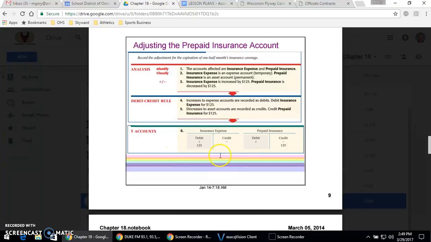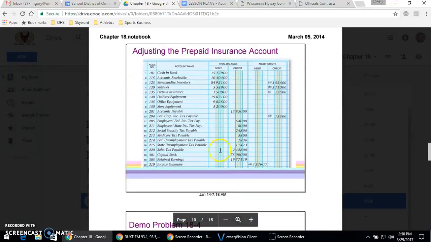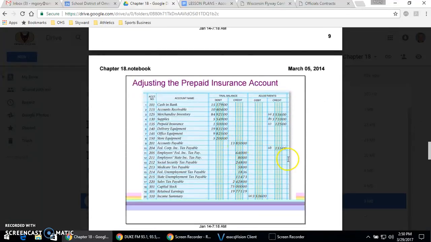This is the T account format. What would it look like if we put it into the adjustments column of our 10-column worksheet? Well, we would go into the worksheet. We would then adjust it, a credit of $125 to prepaid insurance and a debit to insurance expense of $125, which is down lower. Couldn't quite fit on the slide, so it's on a lower portion of this 10-column worksheet in the adjustments column.